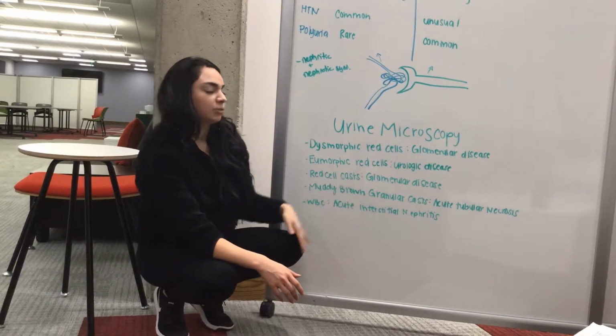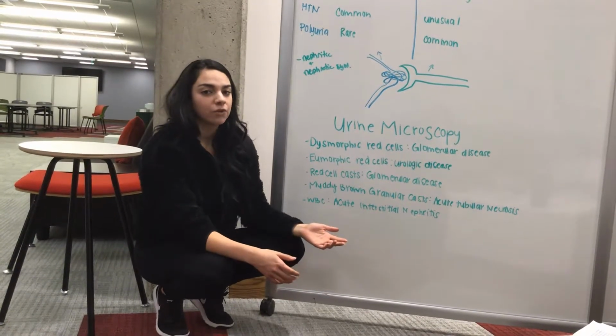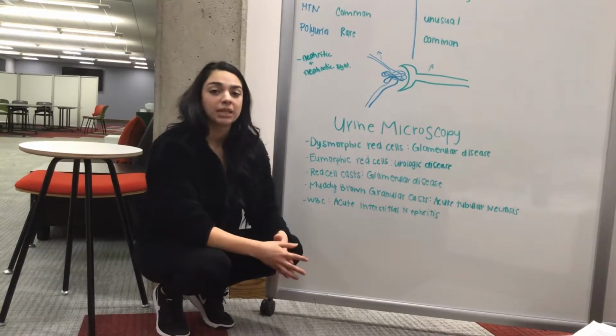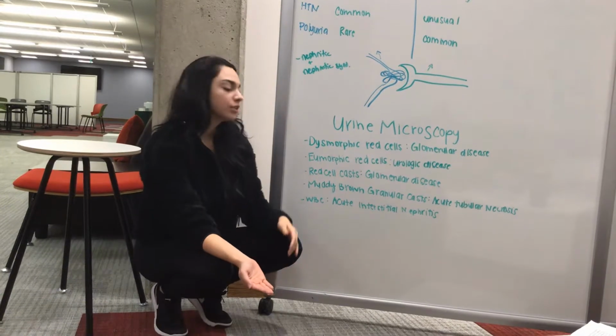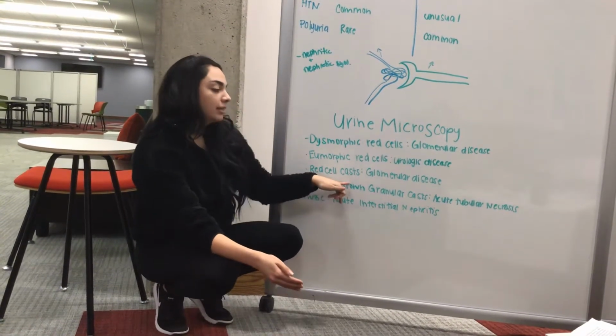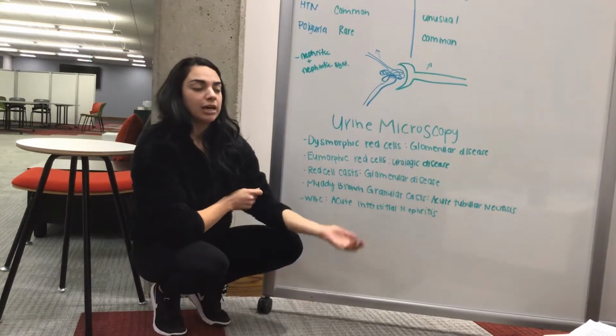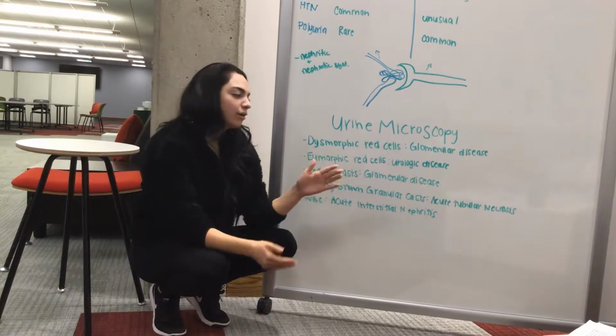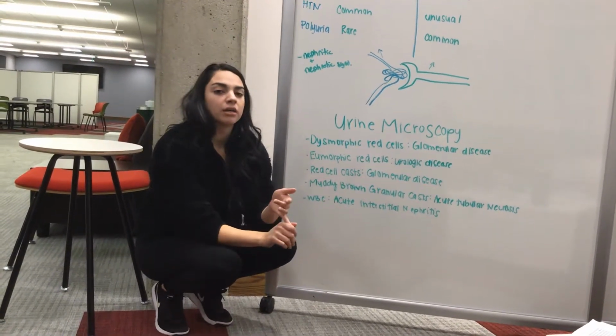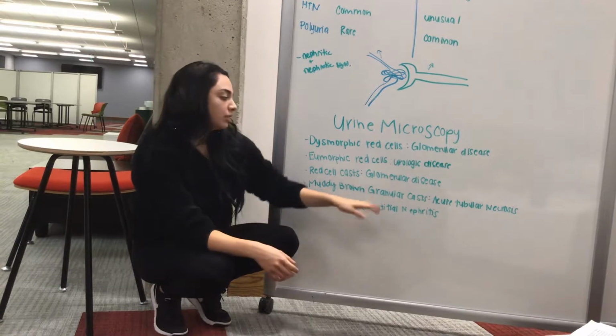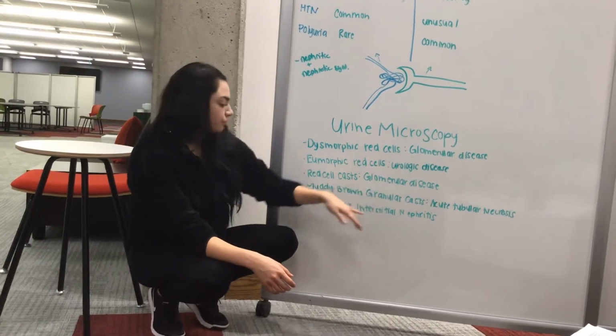Eumorphic red blood cells, this is more of a urologic disease, so in a few weeks we'll jump into urology, maybe we'll discuss that more there, so you can look forward to those videos. Red cell casts, this is where you find a pattern where cells are clumped together, and so this is also seen with glomerular disease.